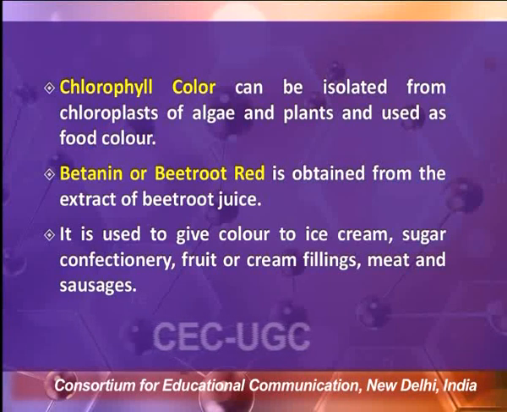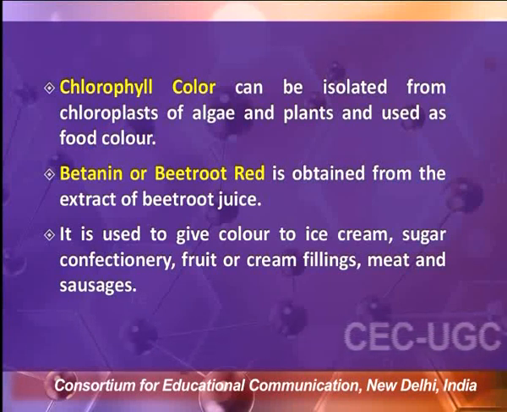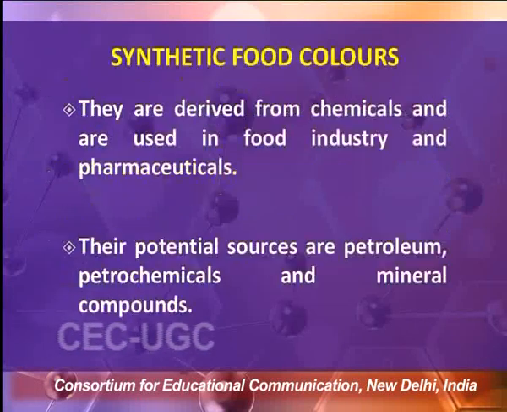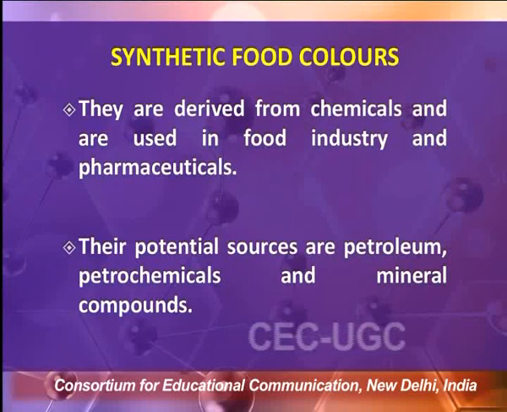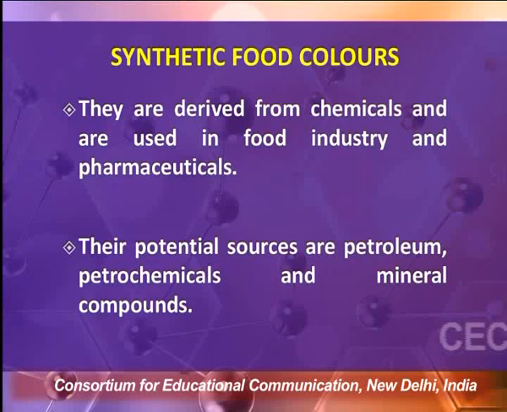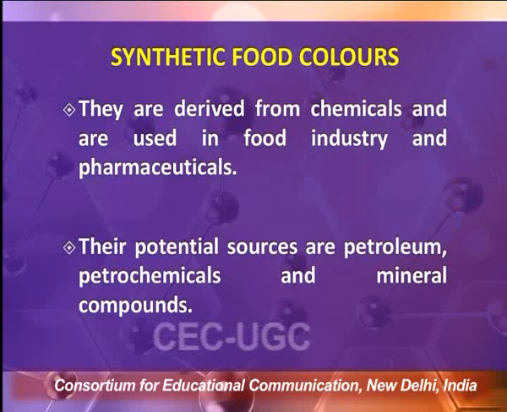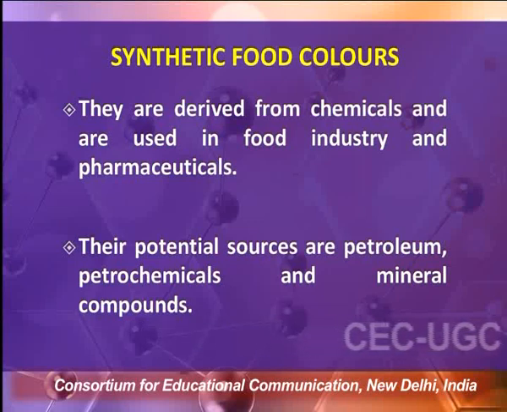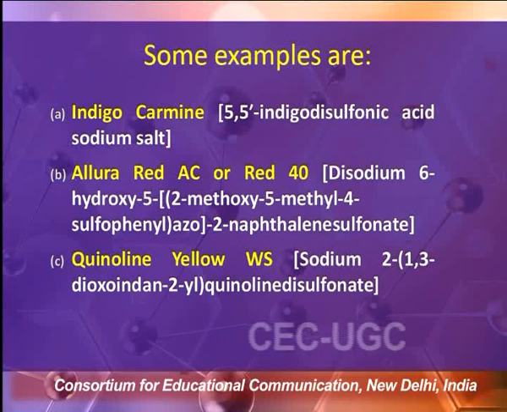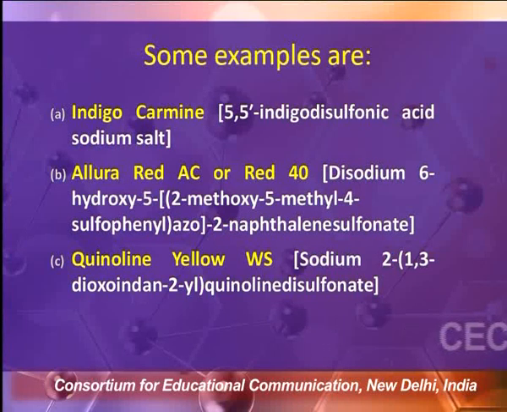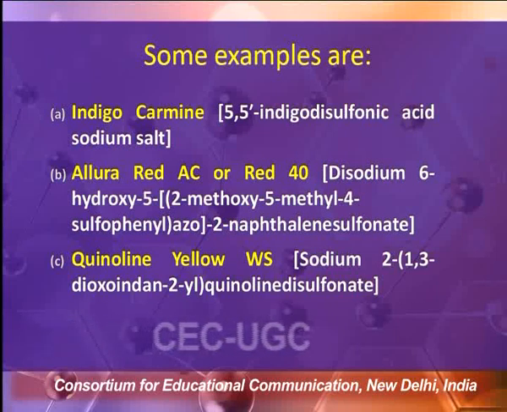It is used to give color to ice cream, sugar confectionery, fruit or cream filling, meat and sausages. We have synthetic food colors which are derived from chemicals and are used in food industry and pharmaceuticals. Their potential sources are petroleum, petrochemicals and mineral compounds. Some examples are indigo carmine, Allura red AC or red 40, quinoline yellow WS. Along with these names, their chemical names are also mentioned.